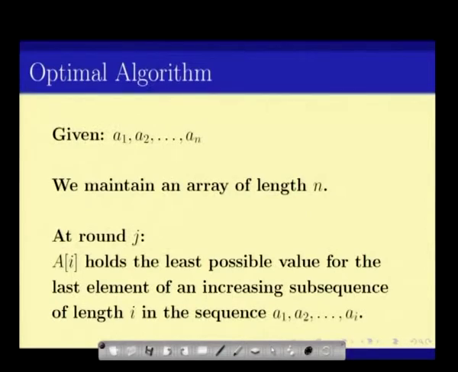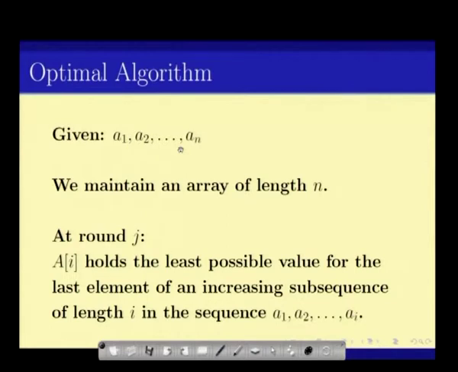So, it turns out that this is also the optimal algorithm. I will not talk about why it is optimal. We have been given A1 to An, and we will maintain an array of length n. We will go over it round by round. Every round we will see one more symbol in A1 to An. So, in round j, I have seen A1 to Aj.